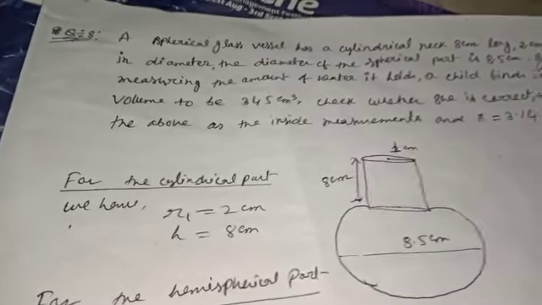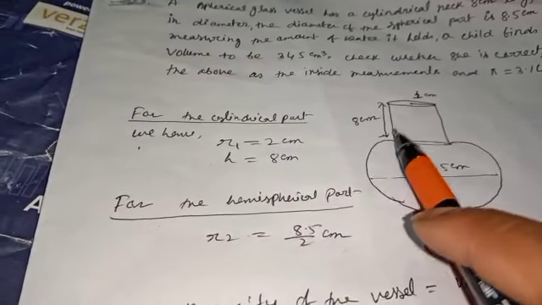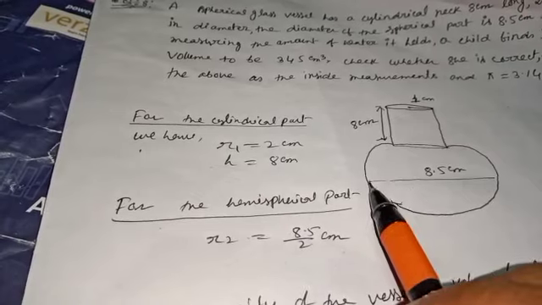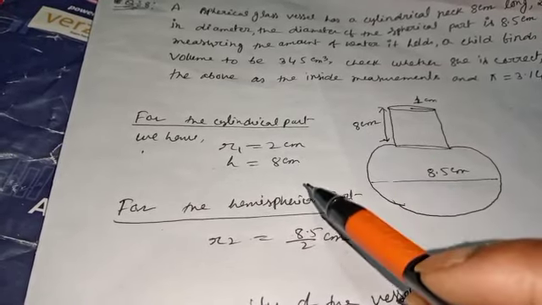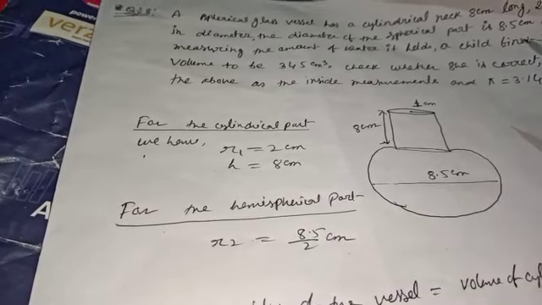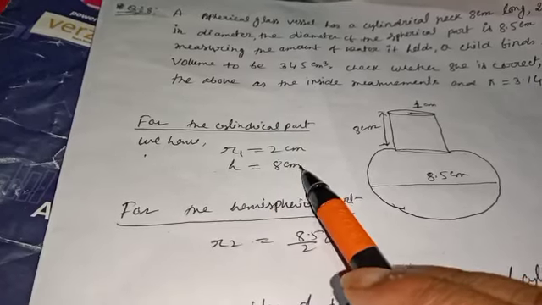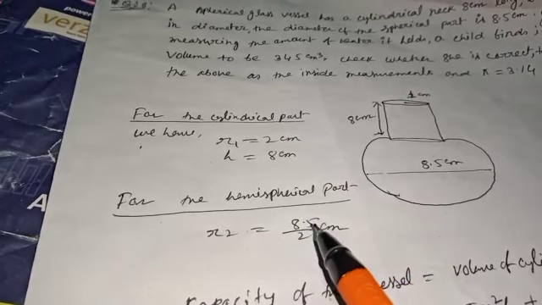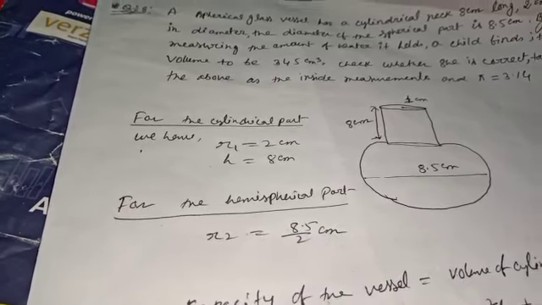Okay, let's find. There are two parts, as you can see. For the cylindrical part, first one, I am taking R1 as the radius because another sphere is there. R1 is 1 centimeter, and I am also taking R2. Why? Because the radii are not the same. If the radii are the same, then you can take both as R. But here the radii are not the same, so we have R1 is 1 centimeter and H is 8 centimeter. And for the spherical part, R2 is equal to what? Diameter is 8.5, so radius R2 is 8.5 by 2 centimeter.